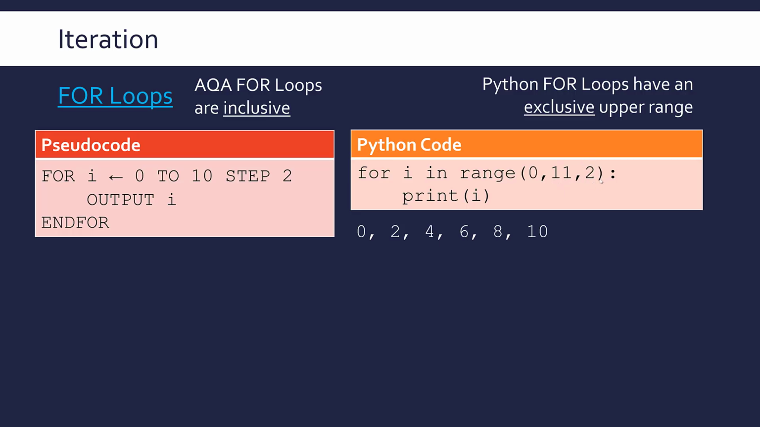And the step count is an optional third value you can put in. You can just put in for I in range 11 and it'll go from 0 to 11. This third number is optional. By default it will be 1.